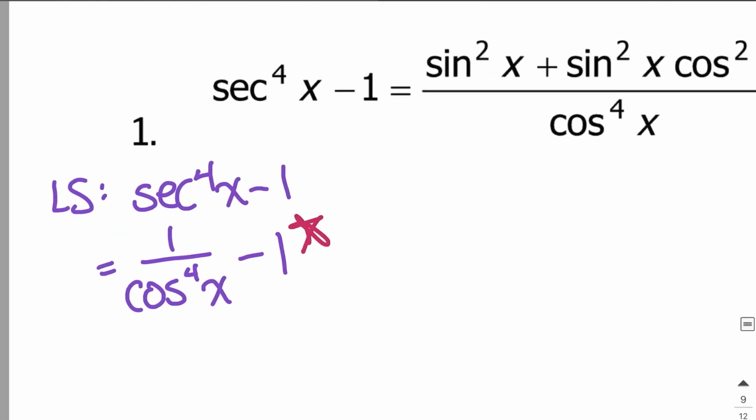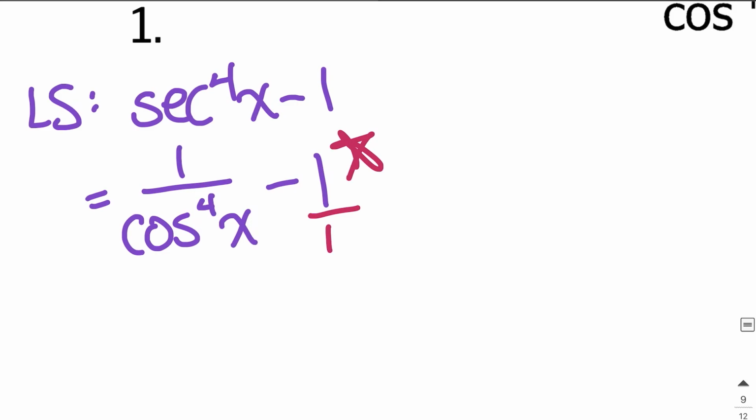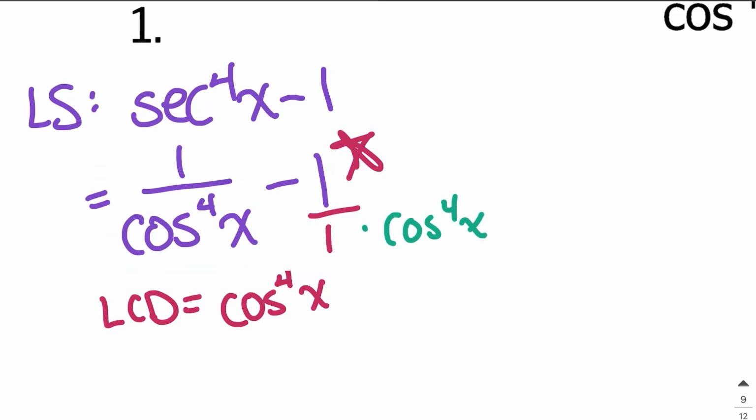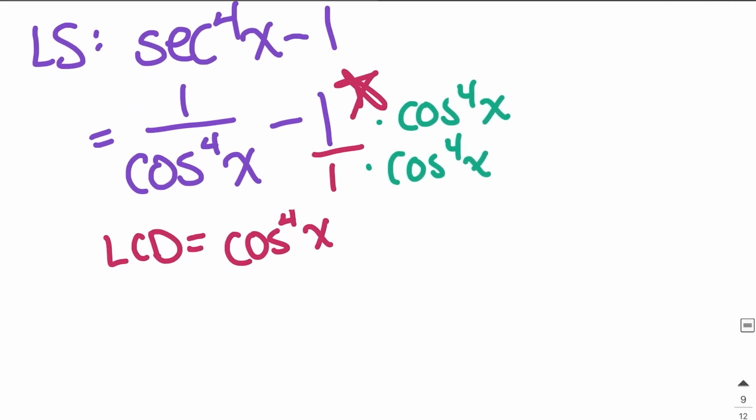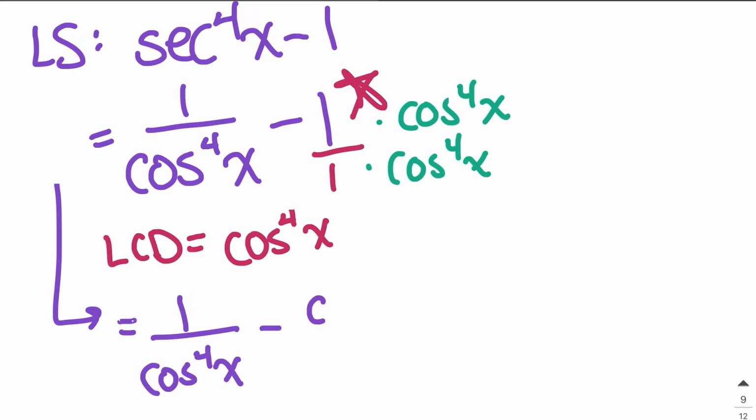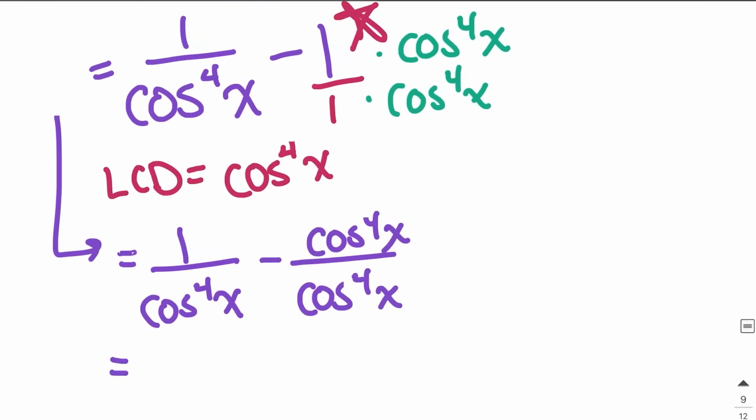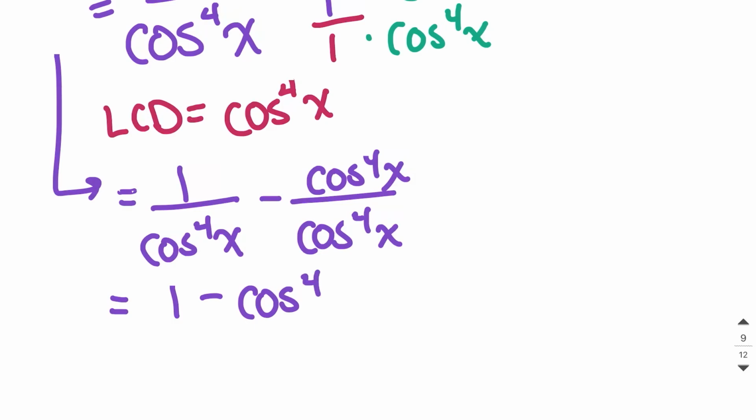Okay, so if I were to look at this right here, I would make this over 1, and my least common denominator would be cosine to the power of 4x. So my first fraction, I don't have to multiply by anything, but the second fraction, I have to multiply numerator and denominator by cos to the power of 4. So I end up getting that this is equal to 1 over cos to the power of 4x minus cos to the power of 4x over cos to the power of 4x. And then I can put this together into a single fraction. So 1 minus cosine to the power of 4x all over cosine to the power of 4x.